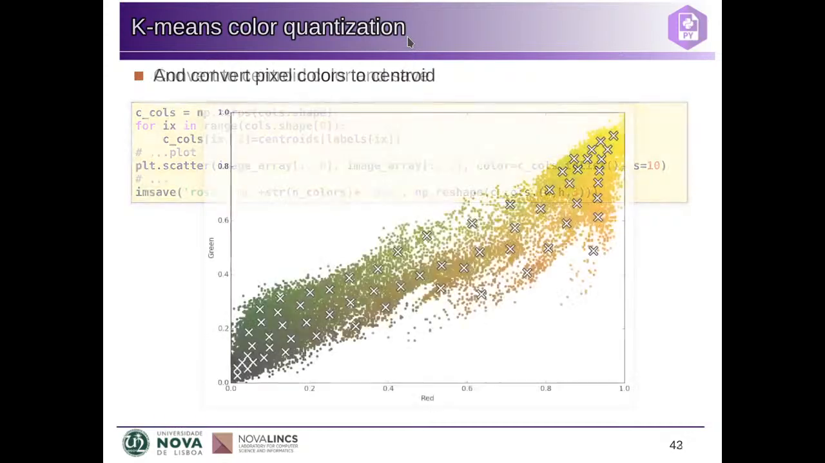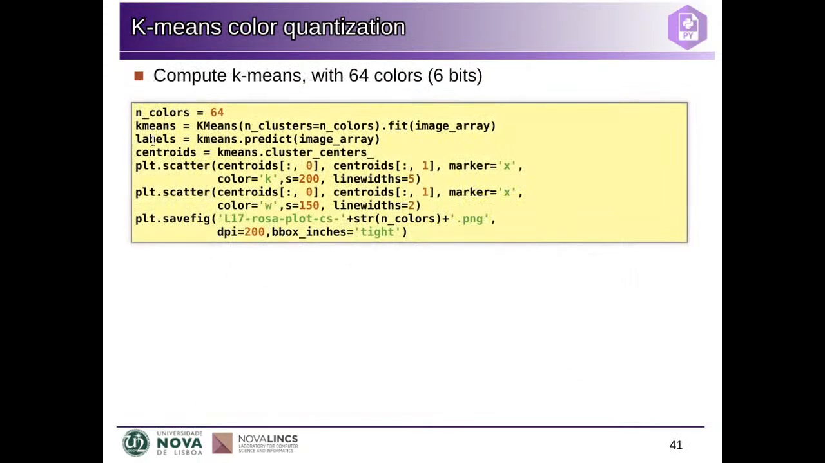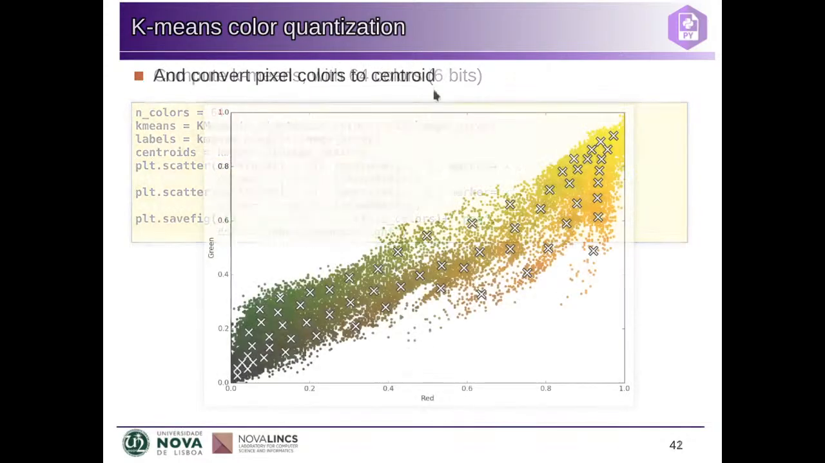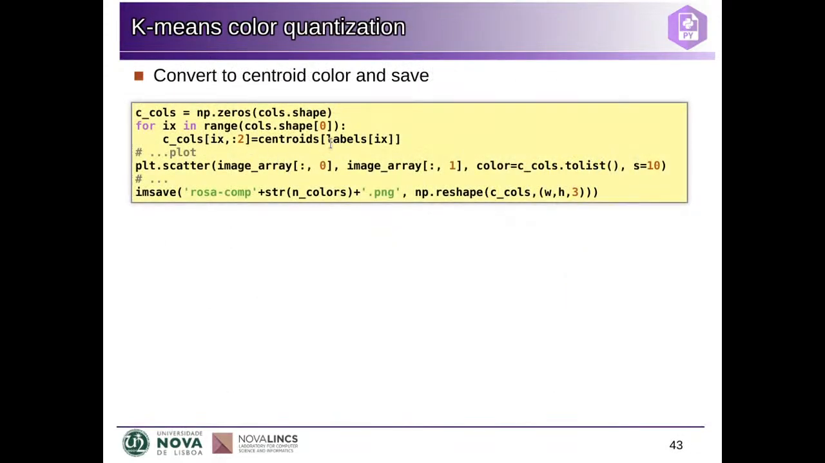And for each pixel, we can get the centroid it corresponds to from the labels of the cluster. We give the array, we predict which cluster each pixel belongs to, and now we can use that labels array to find the appropriate centroid, and the centroid gives us the red and green components of the color that is the representative color for that cluster. That is the mean color of all the pixels in that cluster.